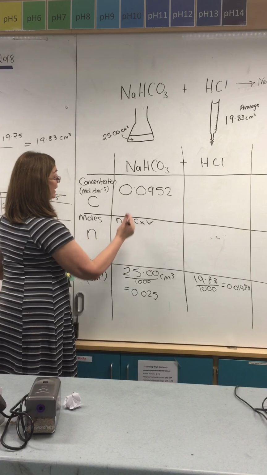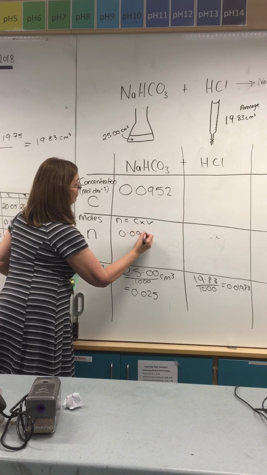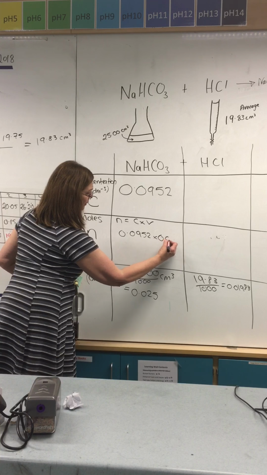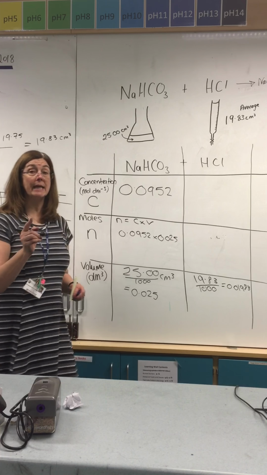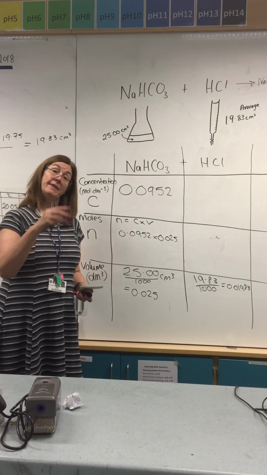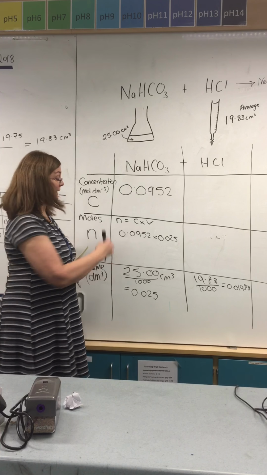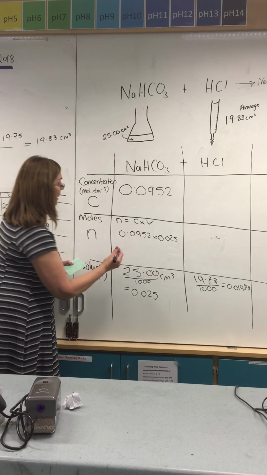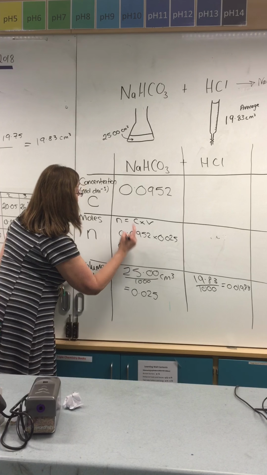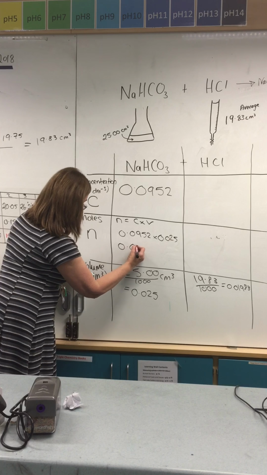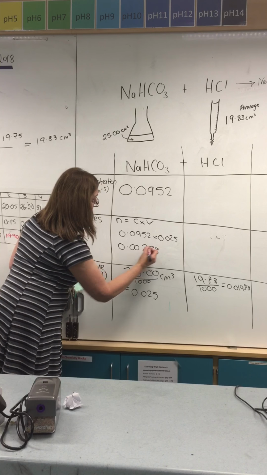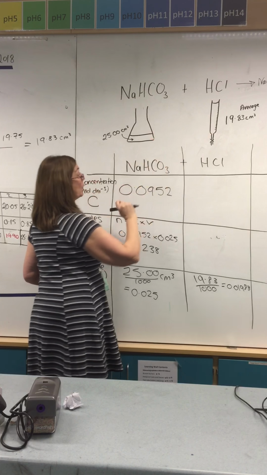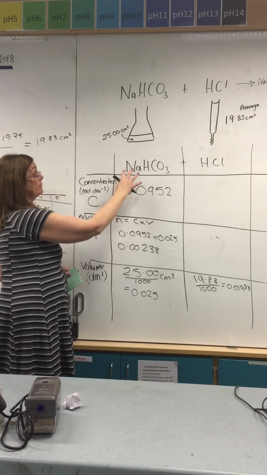So concentration is 0.0952 times the volume in decimetres cubed, which is this, 0.025. It's worth saying, always write your equations. The examiner can follow your working, and it's pretty obvious what you've been working out. So when we do this calculation, the number of moles that I used in this was 0.00238 moles. As I said earlier, this is the balanced equation, so we have equimolar amounts of each one.